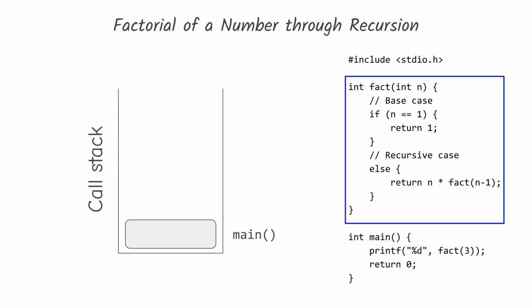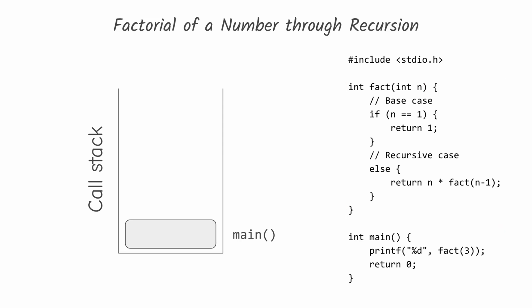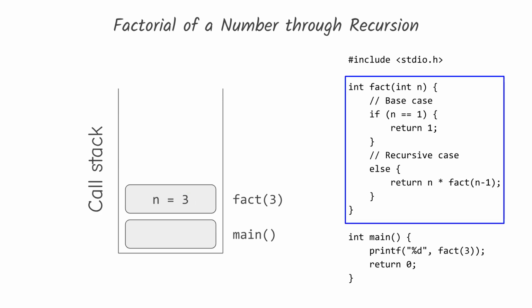As the fact function is called, the activation record of the fact function with the local variable n goes inside the call stack on top of the main function's activation record. Notice that the value of n is 3 in the activation record of the current call of the fact function. Now, we are within fact(3).